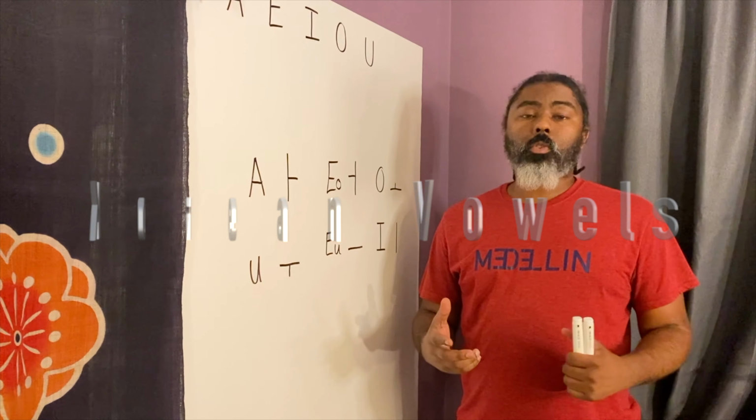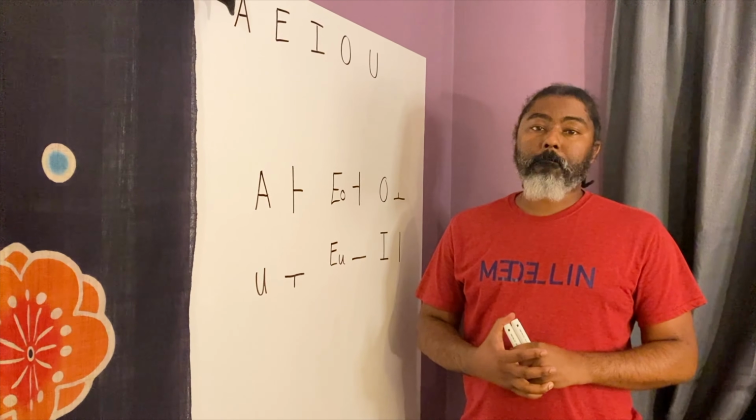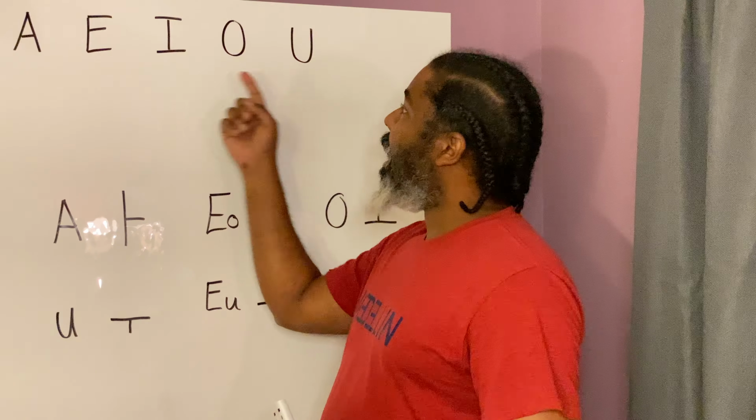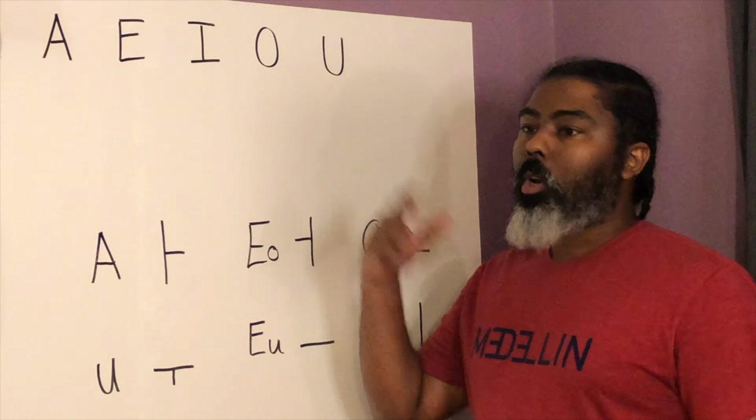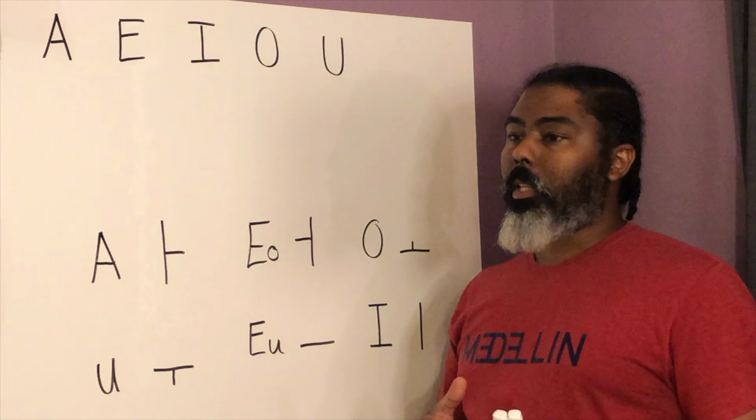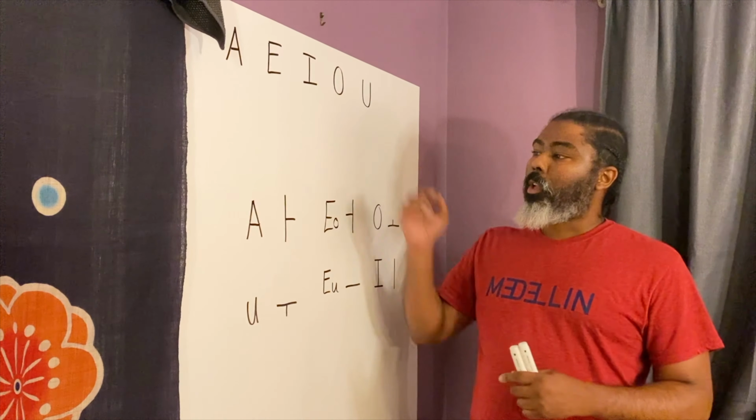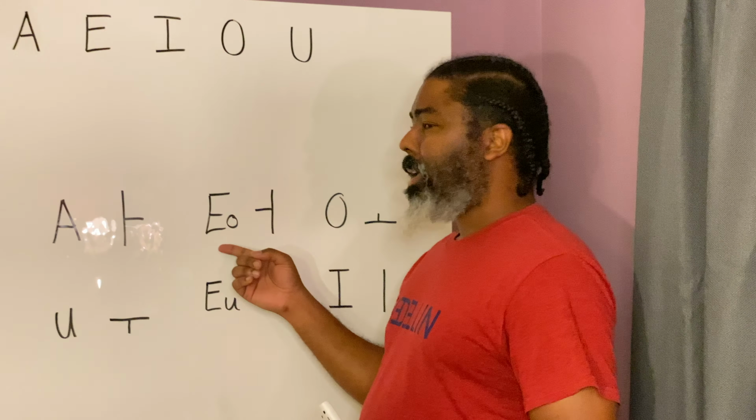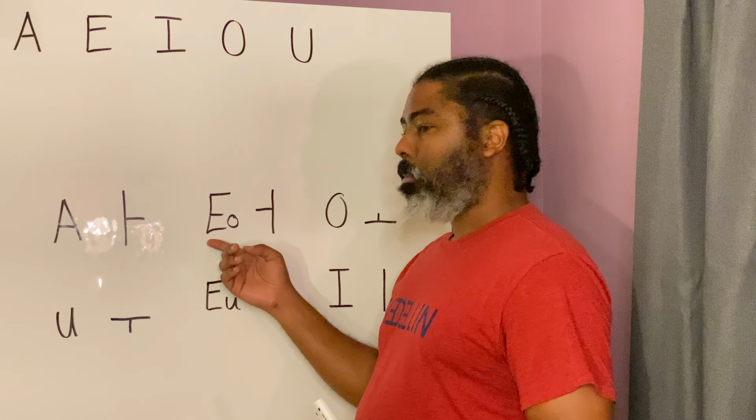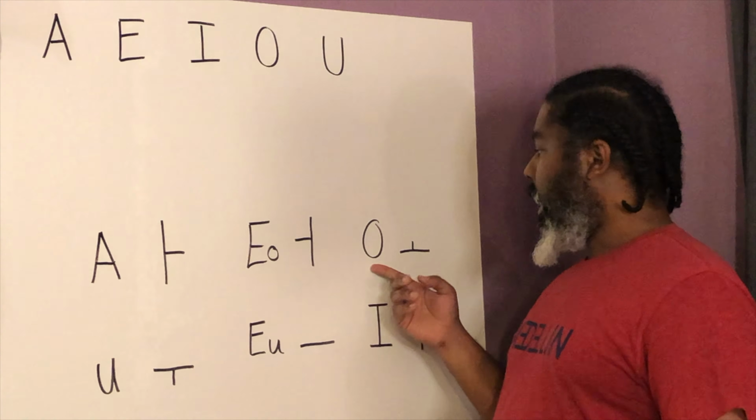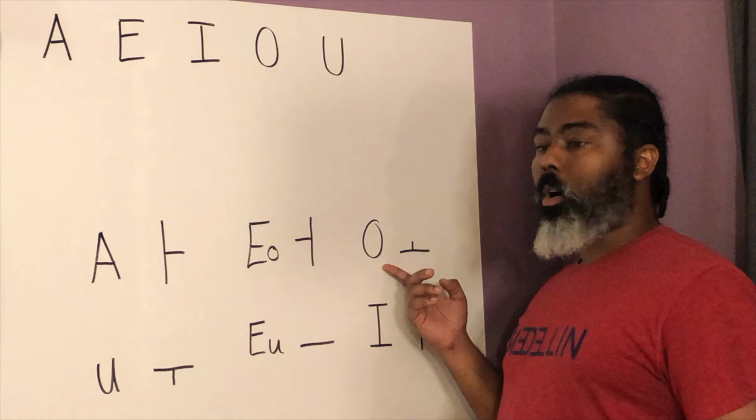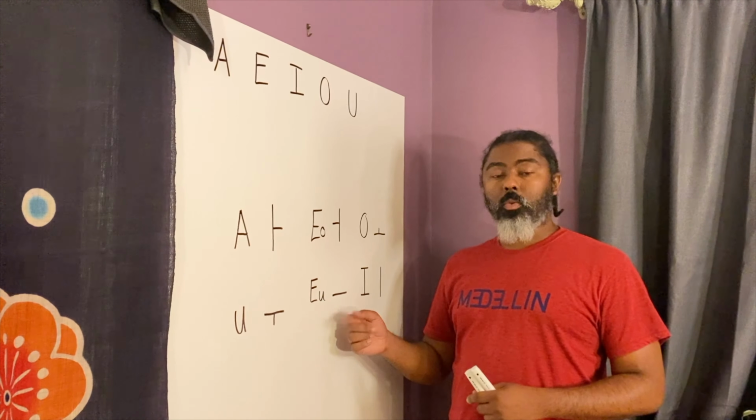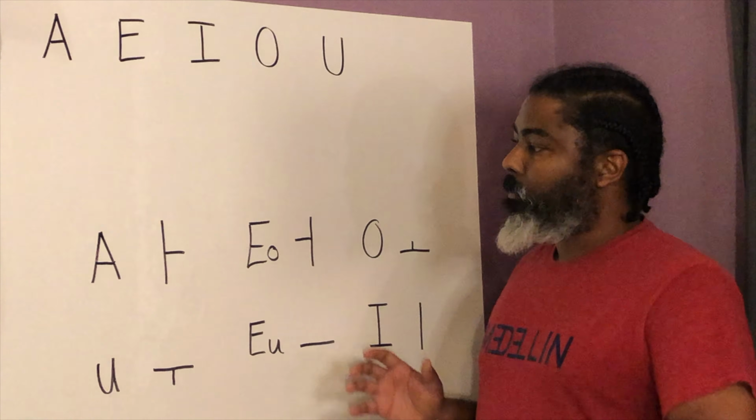Today we're going to focus on the Korean vowels, alright? I've written first the English vowels, A, E, I, O, and U, and we're going to look at the Korean equivalents of A, E, I, O, and U. I've written them here. The A, basically an A, but in Korean this is eo, and the letter O, right here, O. U, eu, and I, all right?